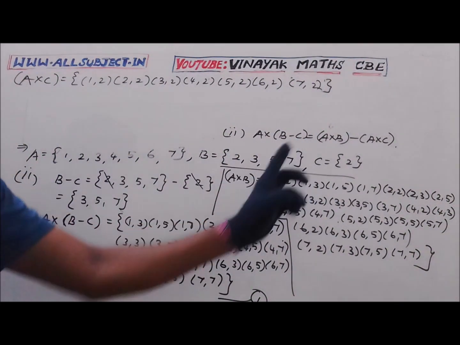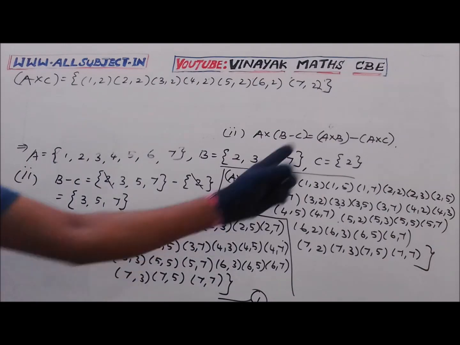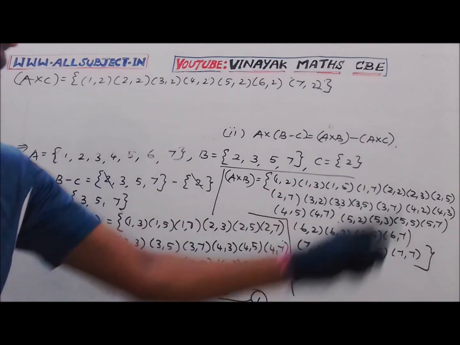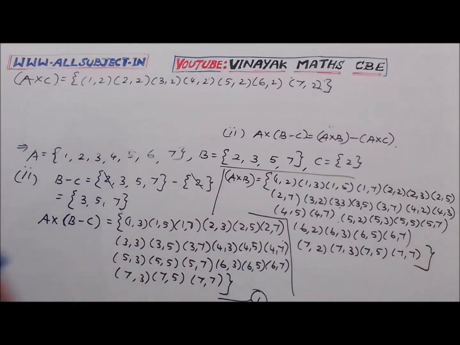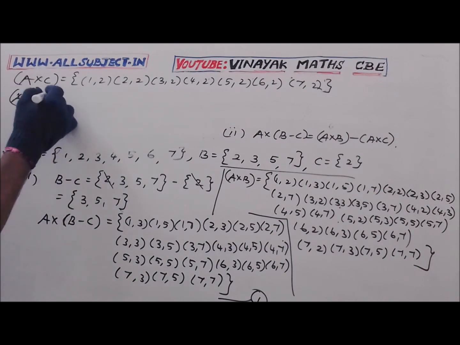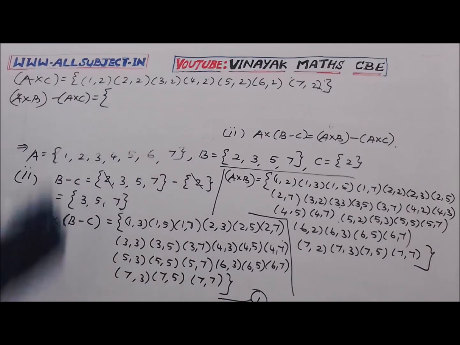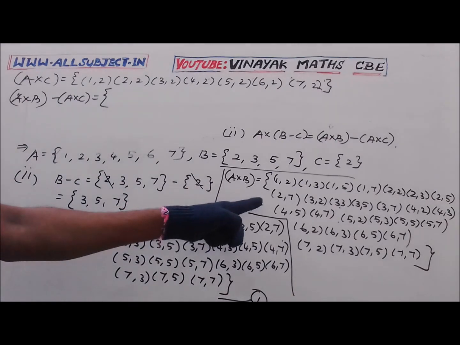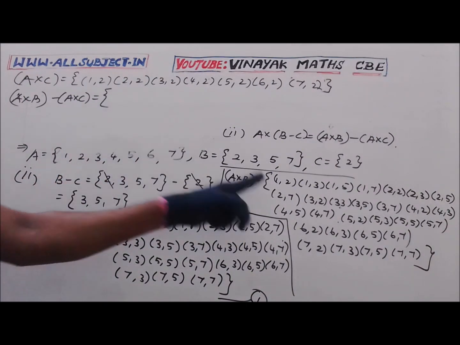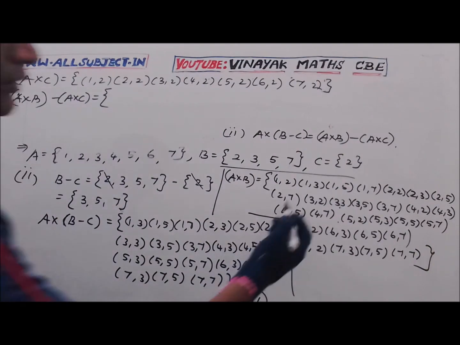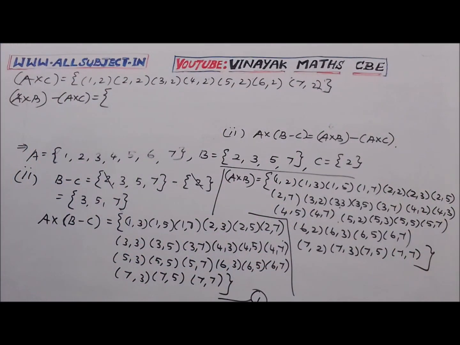Now subtracting A cross C from A cross B, that is A cross B minus A cross C. Listen carefully here. Subtract A cross C from A cross B. So here we have 28 elements.